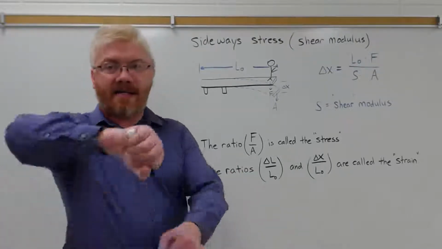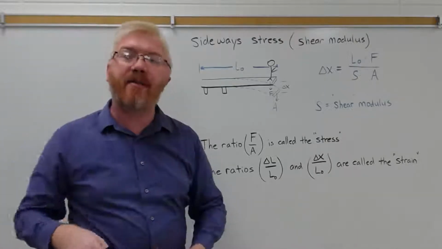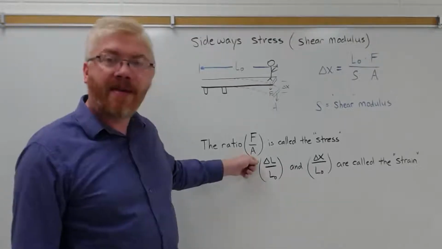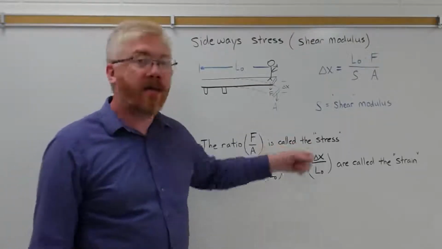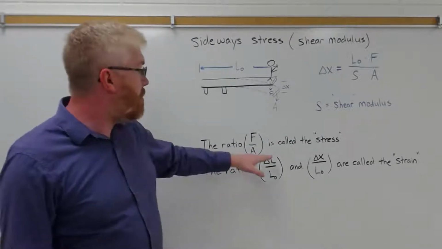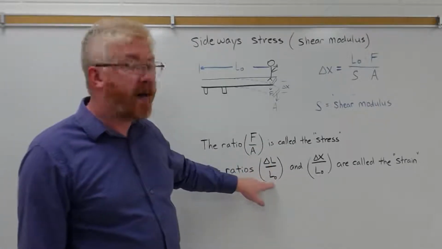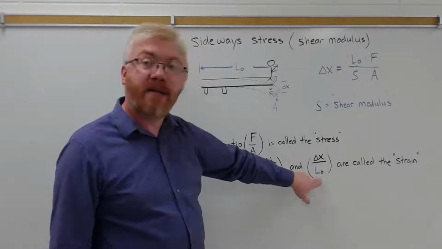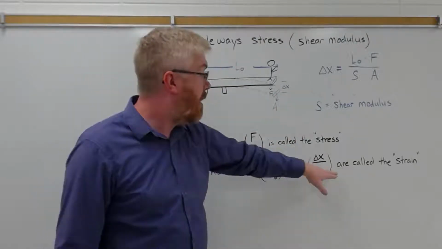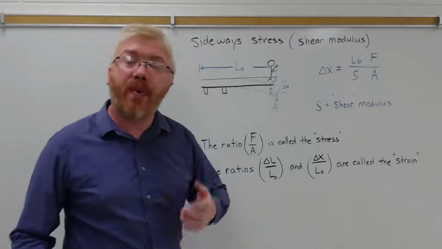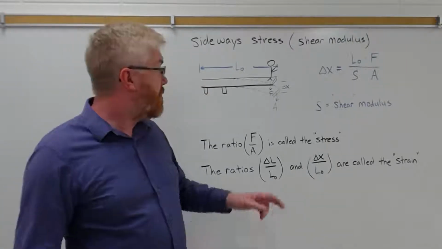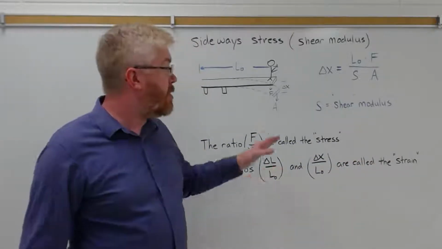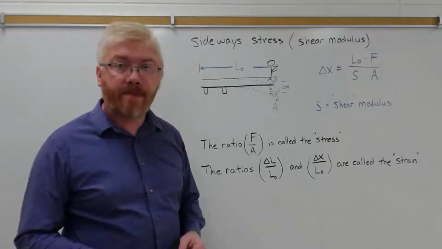Trying to snap a large, thick branch is different than trying to snap a pencil because of the shear forces. Thinner pencils, for the same force, give a larger stress. The ratios of the change in length with respect to the original length from compression and tension, or the change in sideways position with respect to the original length in the case of shear forces, are called strains. This is the strain that the object is under. So stresses cause strains. It's a relationship between stress and strain in physics.